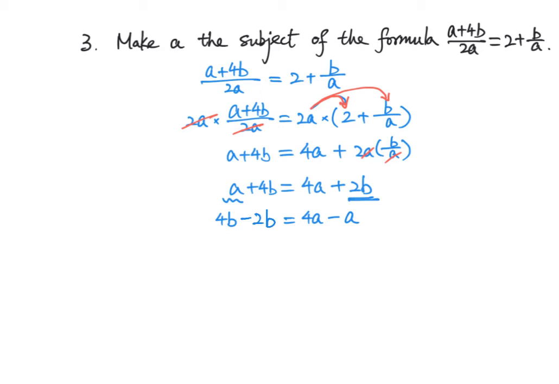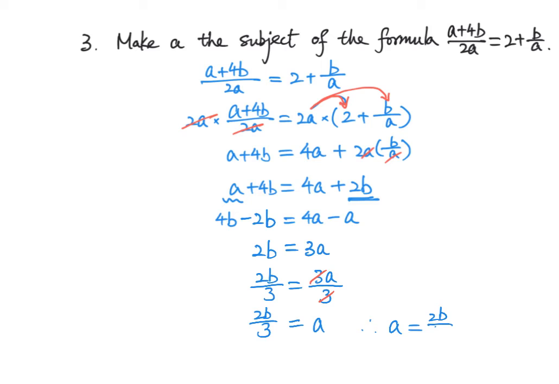Now we can combine the like terms. On the right hand side, 4a minus 1a, which equals 3a. On the left hand side, 4b minus 2b, which is 2b. And I want to make a the subject, so I need to divide by 3 on both sides. Change the coefficient to 1. So 3 and 3 can be cancelled. a is left on the right hand side, so 2b over 3. Therefore, the subject a equals 2b over 3. That's it.